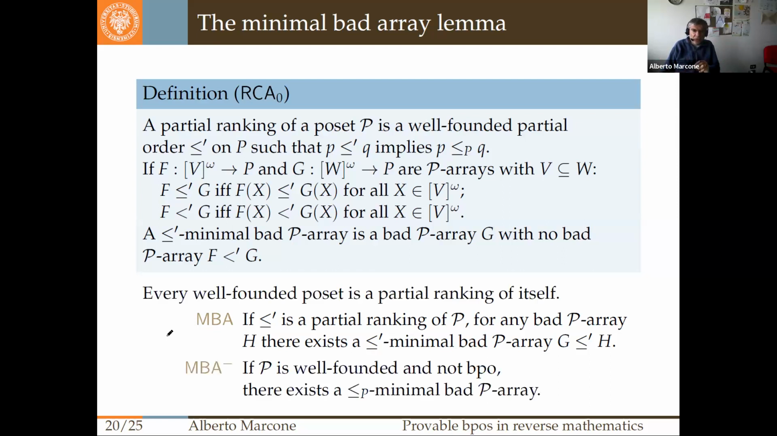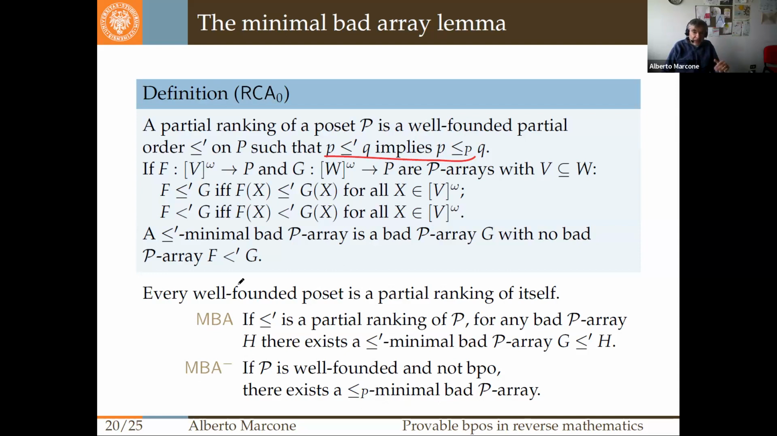Then we can look at this weaker version, noticing that every well-founded poset is actually a partial ranking of itself. If P happens to be well-founded, then you can take as less than or equal prime just less than or equal P. Obviously this satisfies the condition I wrote here. This condition is trivial if you have the same relation. And if it's well-founded, then you're already there. So in this case, if P is well-founded and it's not a better partial order, so there exists a bad array, then there exists a minimal bad P-array with respect to that ordering. So this is a weak form which is actually sufficient in many specific applications.